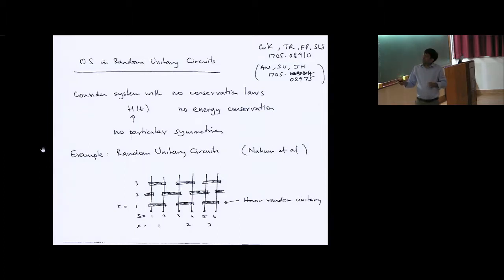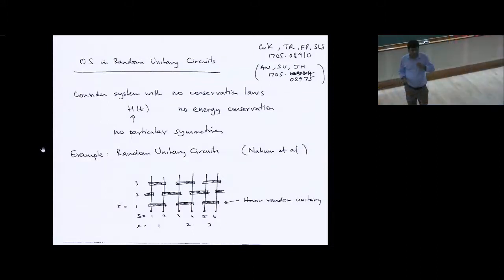So I'm going to consider a system with no conservation laws. Okay. So it means the following. I have a time-dependent Hamiltonian because I don't even want energy conserved. And the time-dependent Hamiltonian has no particular symmetries. Okay. All right.